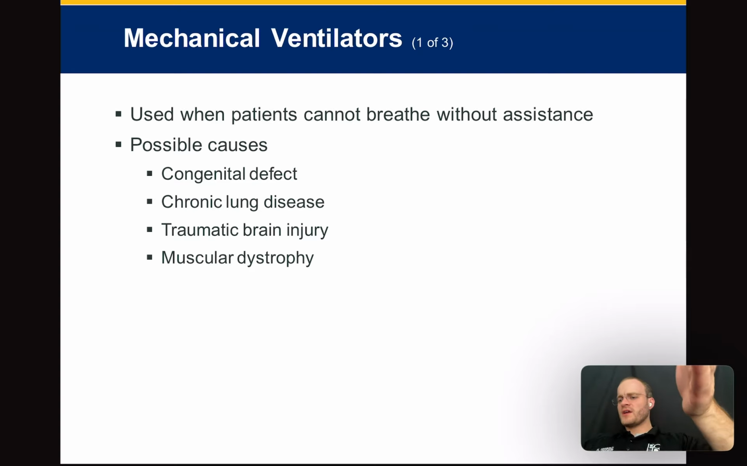So this can be for different reasons, right? Congenital defect, chronic lung disease, right? Traumatic brain injury to where the brainstem or the diaphragm has been impaired. Muscular dystrophy. So you can see this when the muscles get really weak. You can see this in late stage multiple sclerosis. You can see this in Guillain-Barré syndrome, ALS, stuff like that. You can see these in muscular issues.